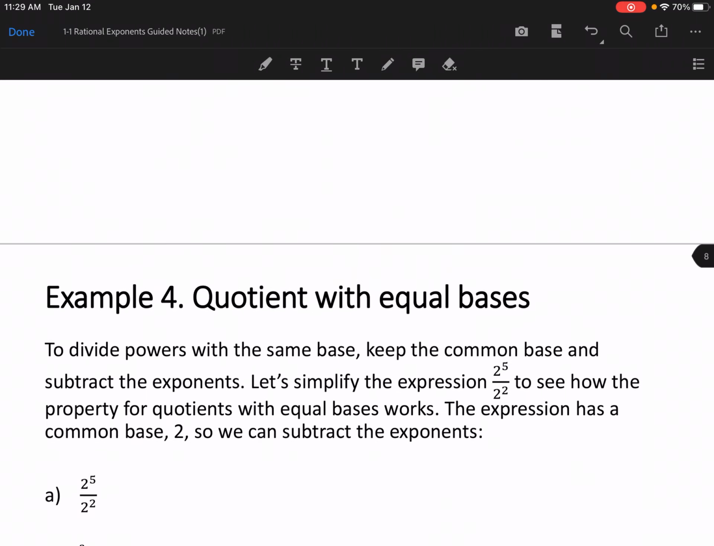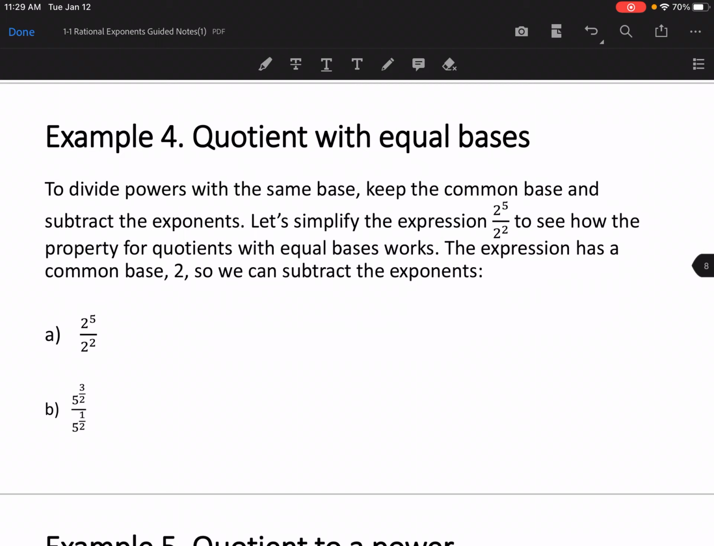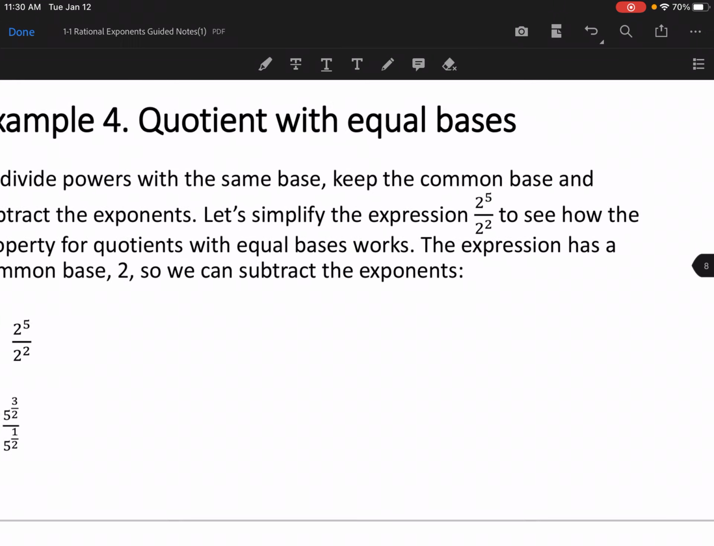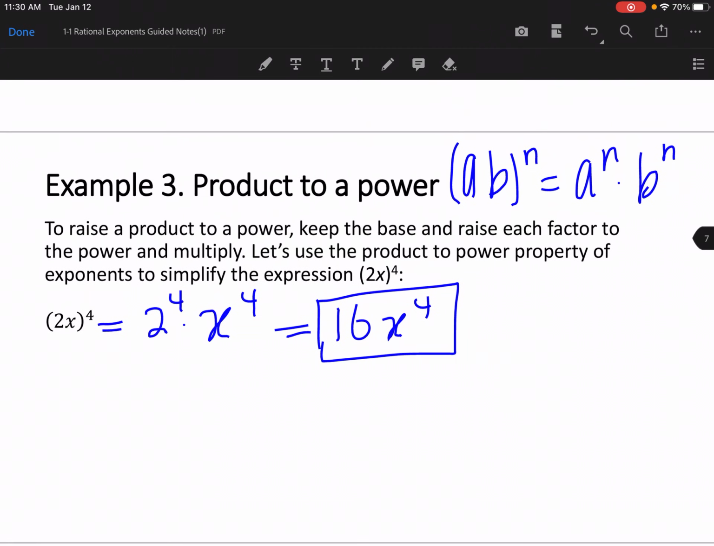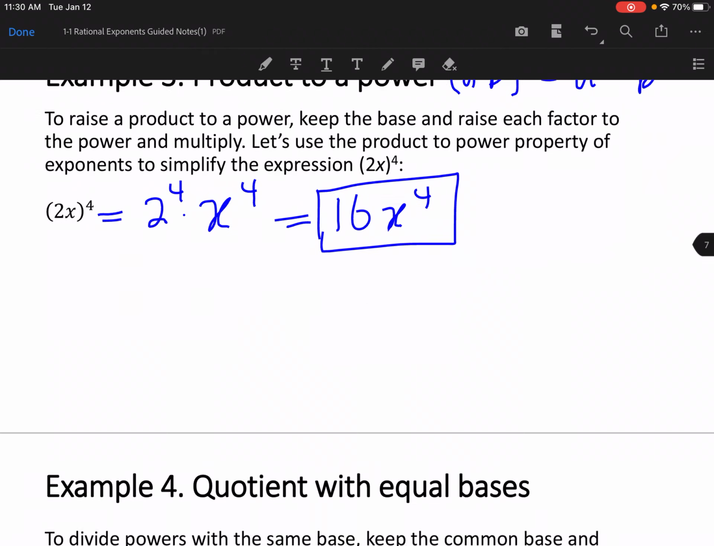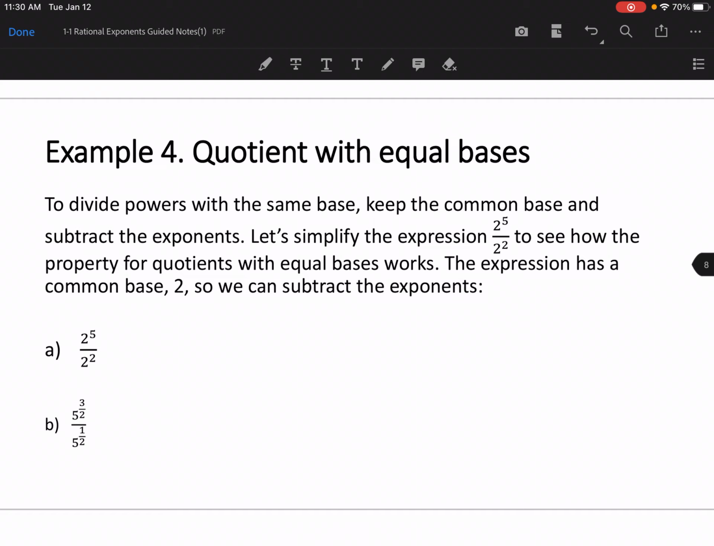All right, let's keep on going with the next one. Quotient with equal bases. To divide powers with the same base, keep the common base and subtract the exponents. Then here, quotients, like I said, it says let's simplify the expression. We're going to keep the common base and subtract the exponent. We're going to look at one like that, and then the other one with a fraction.